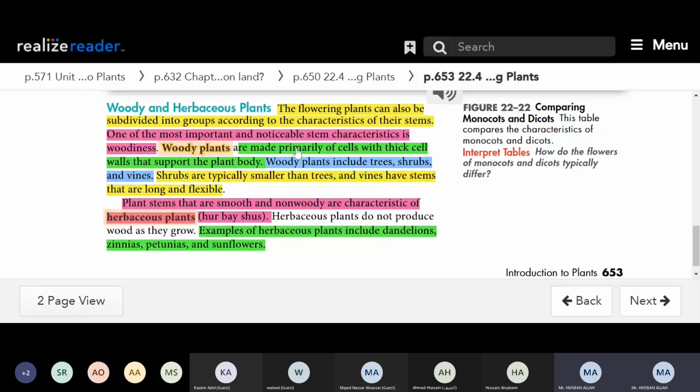Woody plants are made primarily of stems with thick walls that support the plant body. If you look at woody plants, their stems will be thick. The woodiness is due to which protein we studied in the previous chapter, which is lignin, which gives the woody nature to the plant. Woody plants include trees, shrubs, and vines. These are woody plants.